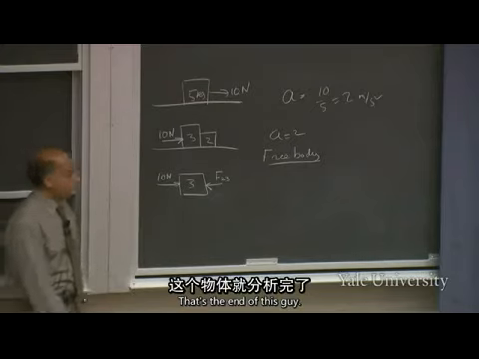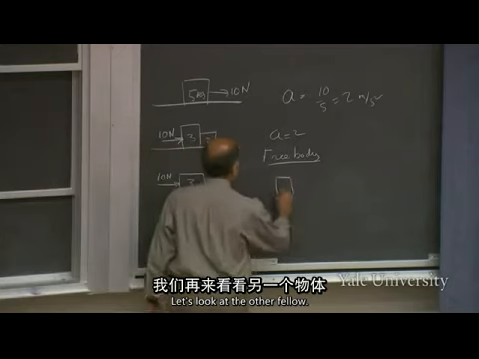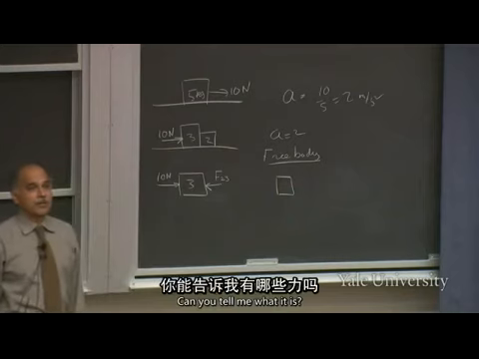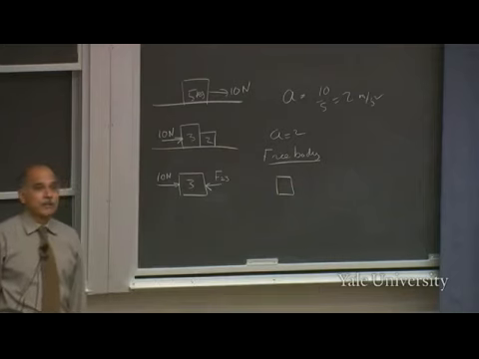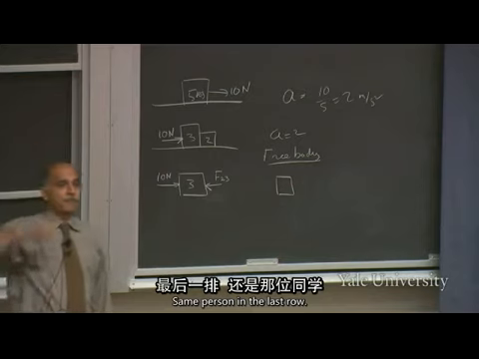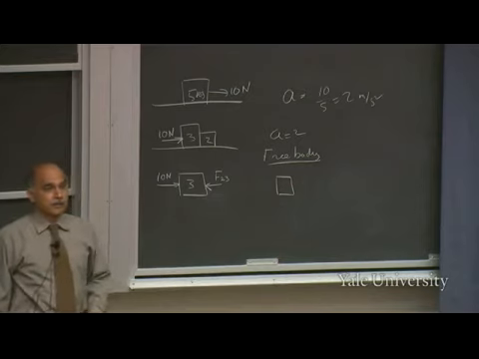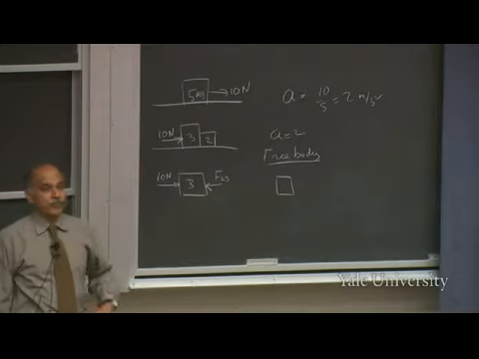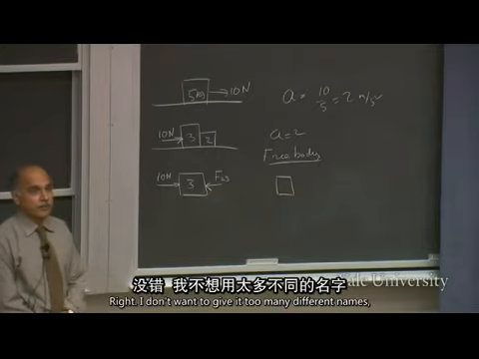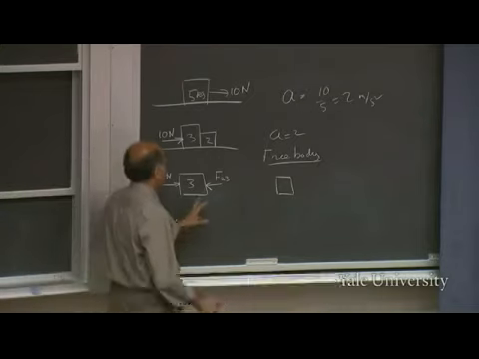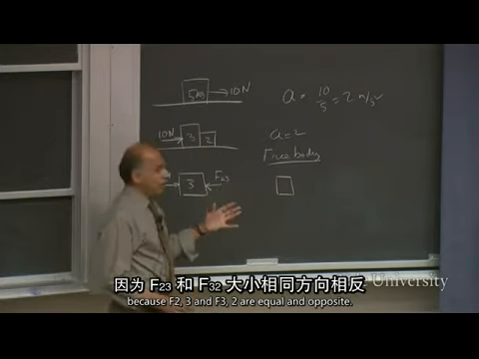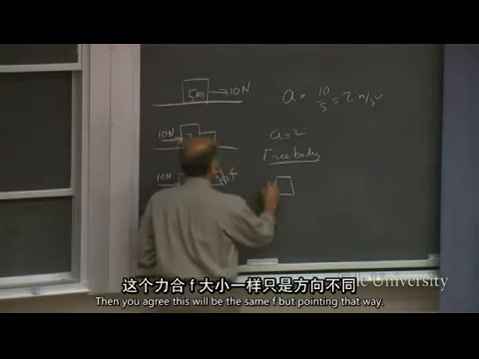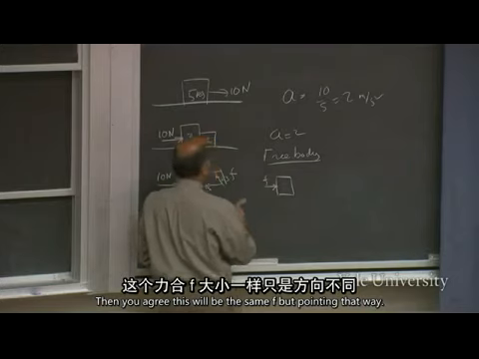That's the end of this guy. Then let's look at the other fellow. Maybe you should complete the force acting on this one. Can you tell me what it is? The force is reacting on 2 from that one. And how big is that? Same as F2 on 3. Right. So I don't want to give it too many different names, because F23 and F32 are equal and opposite. I'm already showing F23 acting to the left. So let me give it some other name like F. Then you agree this would be the same F but pointing that way.